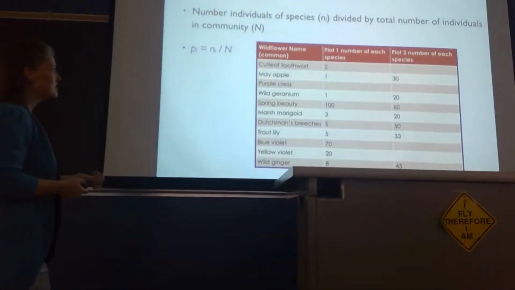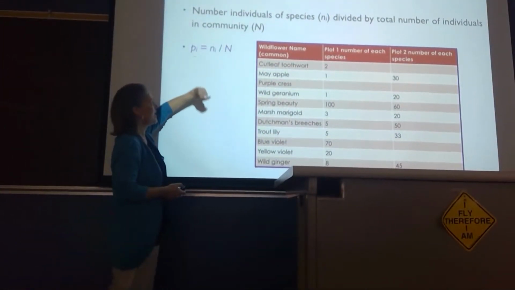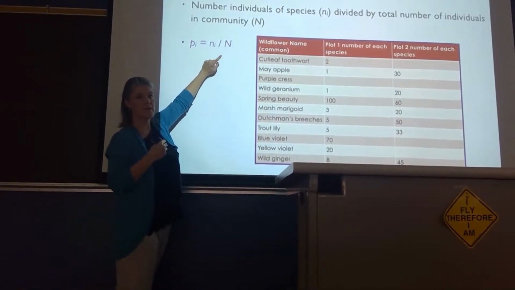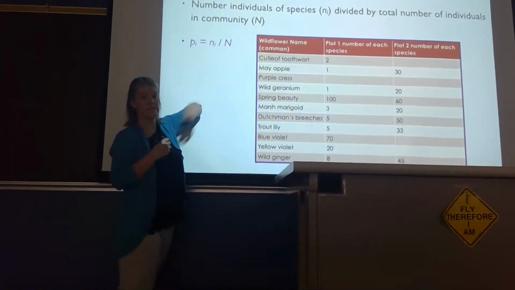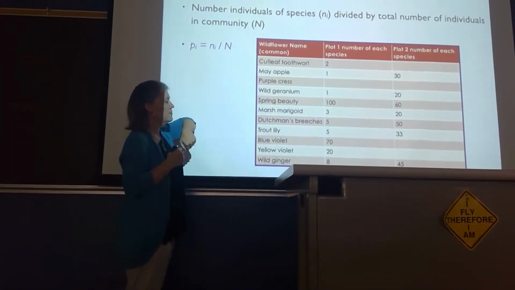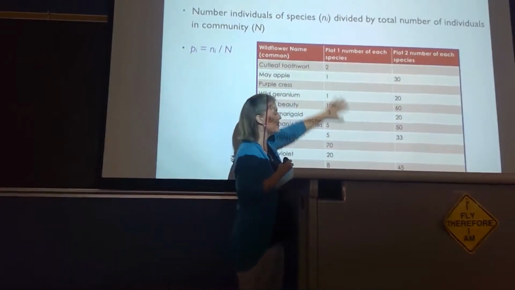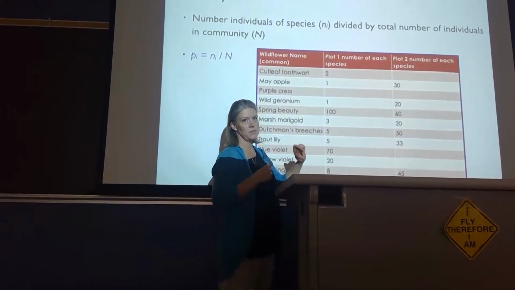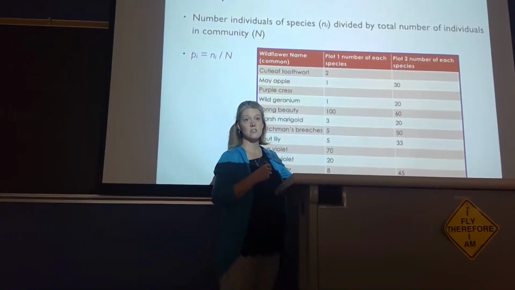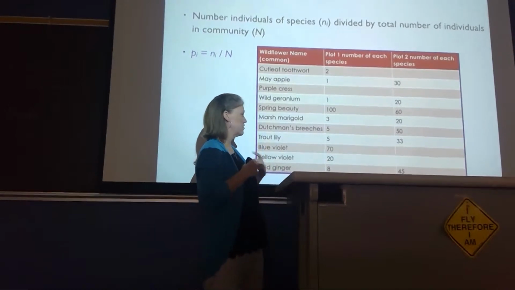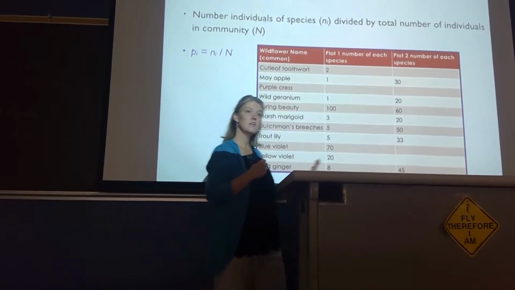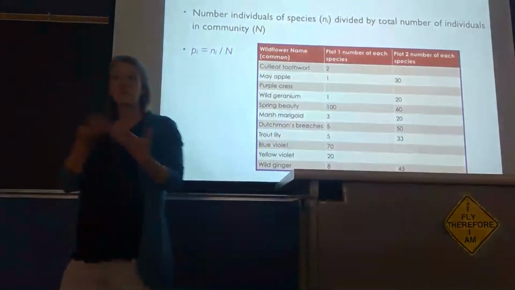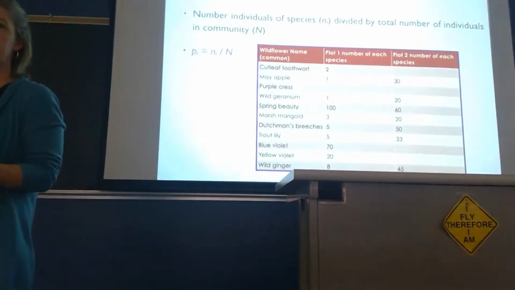The way that we calculate relative abundance, which is P sub i, is that we take the number of individuals of that species divided by the total number of individuals, capital N, in the community. Okay. And so in this instance, you would total them all up and get capital N, and then you would divide 8 by that total number, and it would give you a proportion, a percentage of that community composed by individuals of wild ginger. And these two communities would have really different percentages of wild ginger in them, and that would give you a different understanding of what was happening in that community.